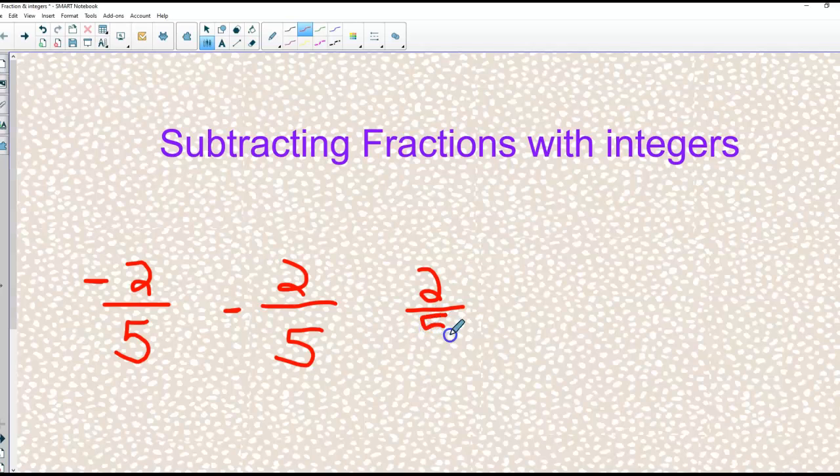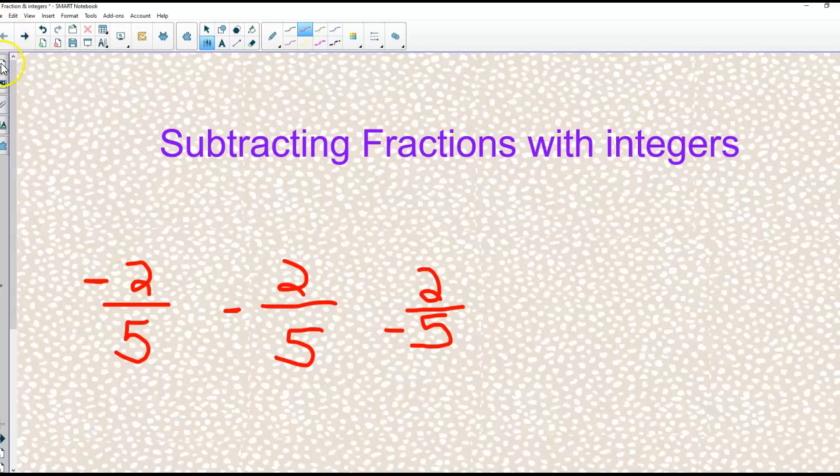It does not matter where the integer sign is. The fraction is either all positive or all negative. So although they're written at 3 different places, all these mean the exact same thing. You have a negative 2/5. The whole thing is negative.